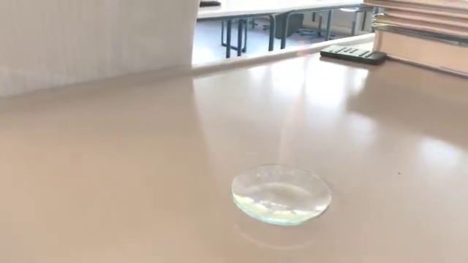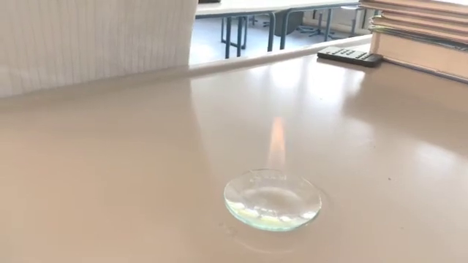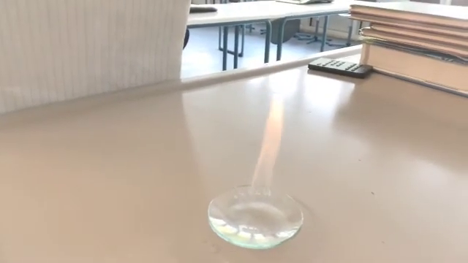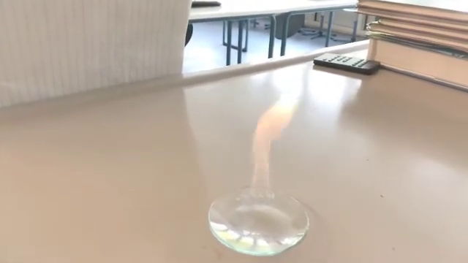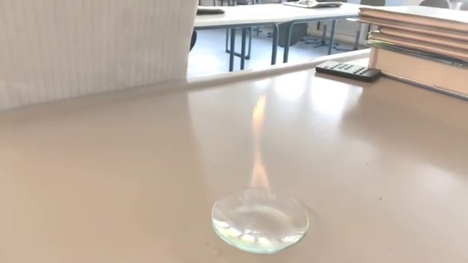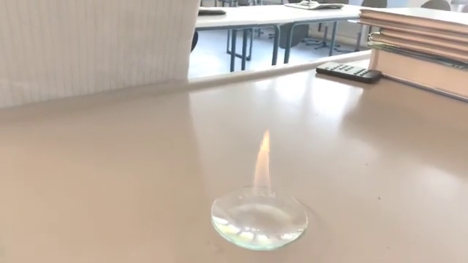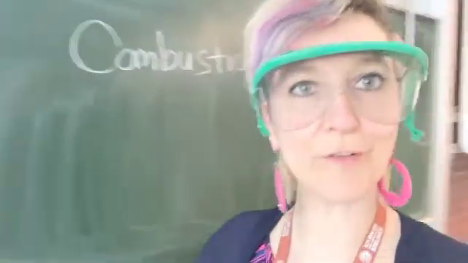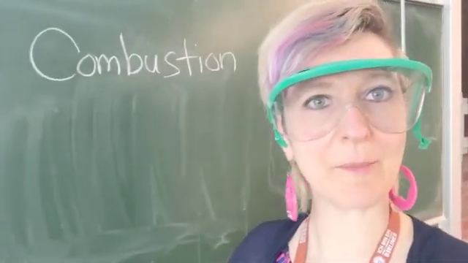So here I am having a combustion reaction. I'm producing carbon dioxide and some water. So I'll let that burn off. So there is your combustion reaction. And go ahead and look to the next part of your different types of reactions.